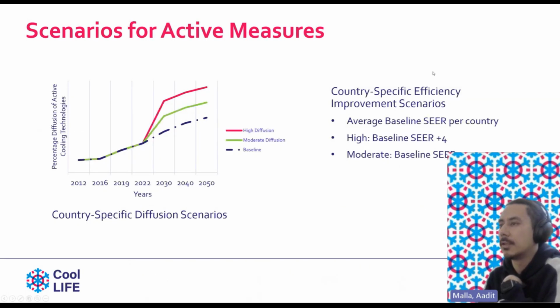Then we have two scenarios for the active measures, where on the left we have the diffusion rate of the technology. Here, based on historical trends of uptake of active cooling, for the baseline we see similar trends continuing until 2050, but we also develop two different scenarios with high diffusion and moderate diffusion of technologies. On the right we have the efficiency rates. We collected from literature the average SEER, seasonal energy efficiency ratios, per country, and based on that we define two different scenarios: high efficiency, which increases the SEER by 4, and moderate efficiency, by 2.